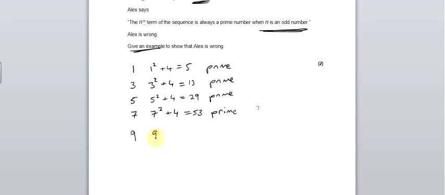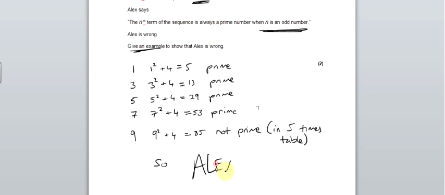9 squared plus 4. 9 squared is 81. Add 4 is 85. And that's not prime. There's no doubt about that, because it's in the 5 times table. So Alex is wrong. Poor Alex.